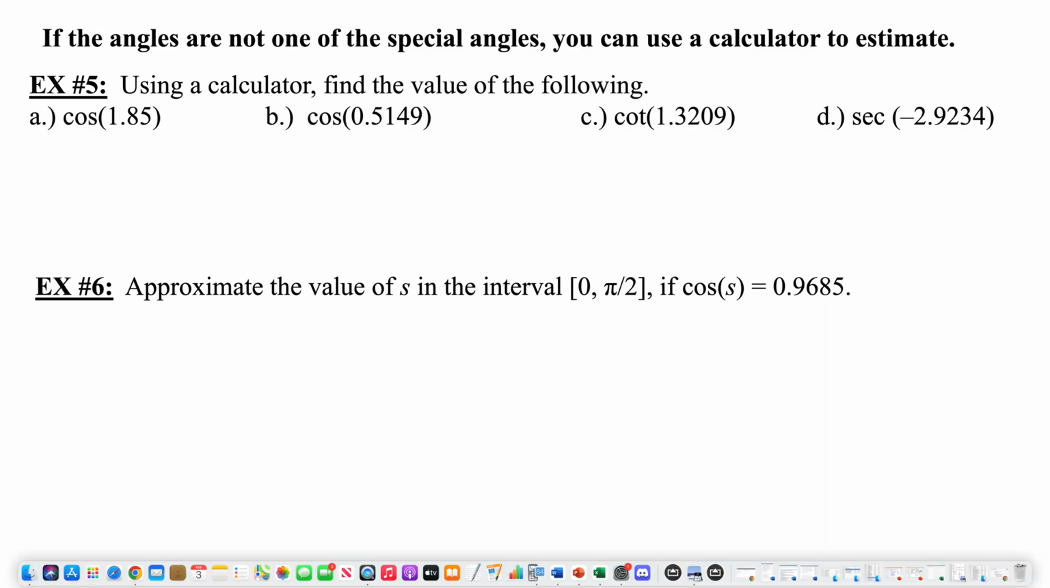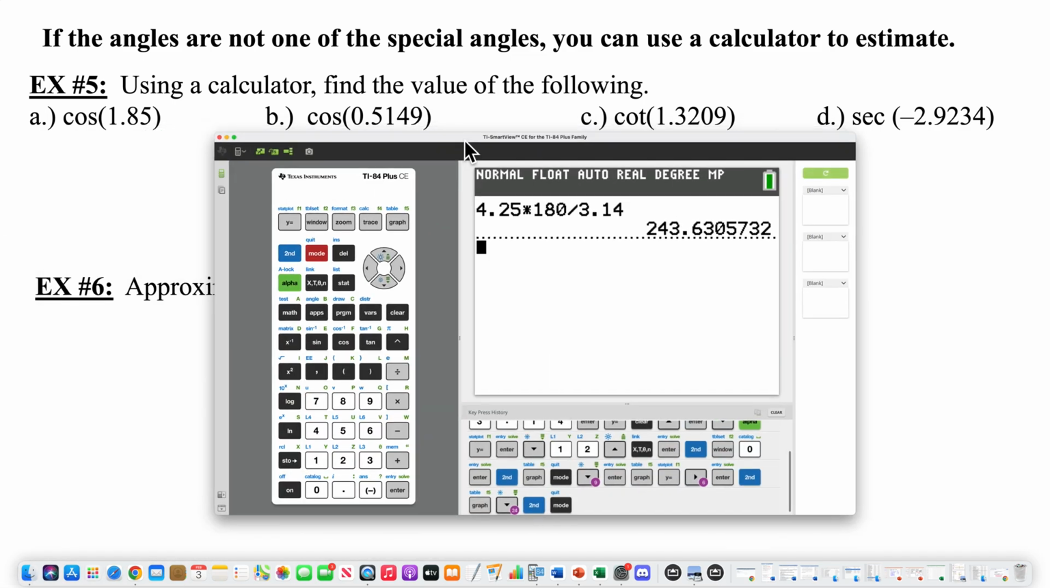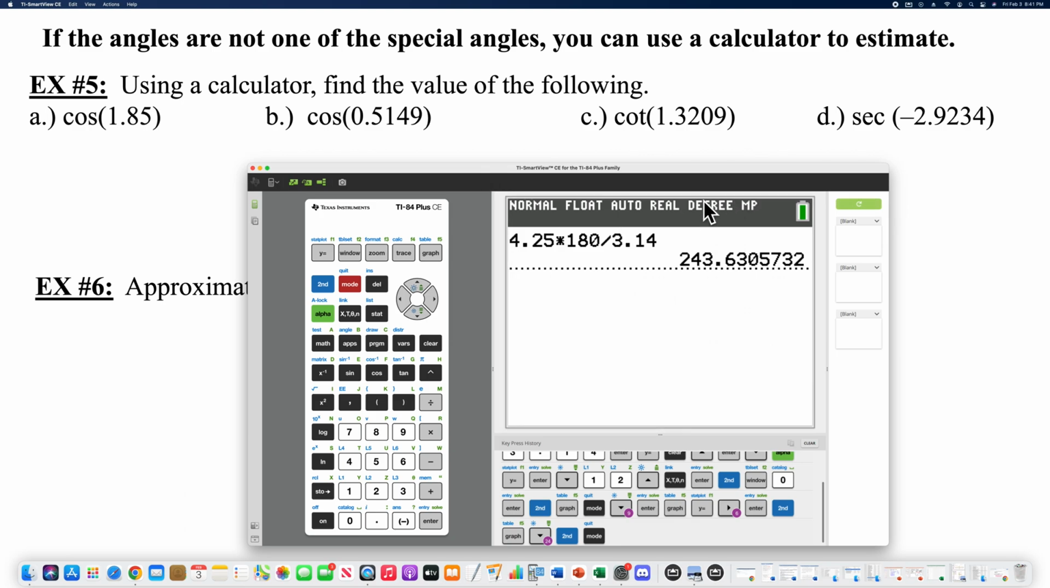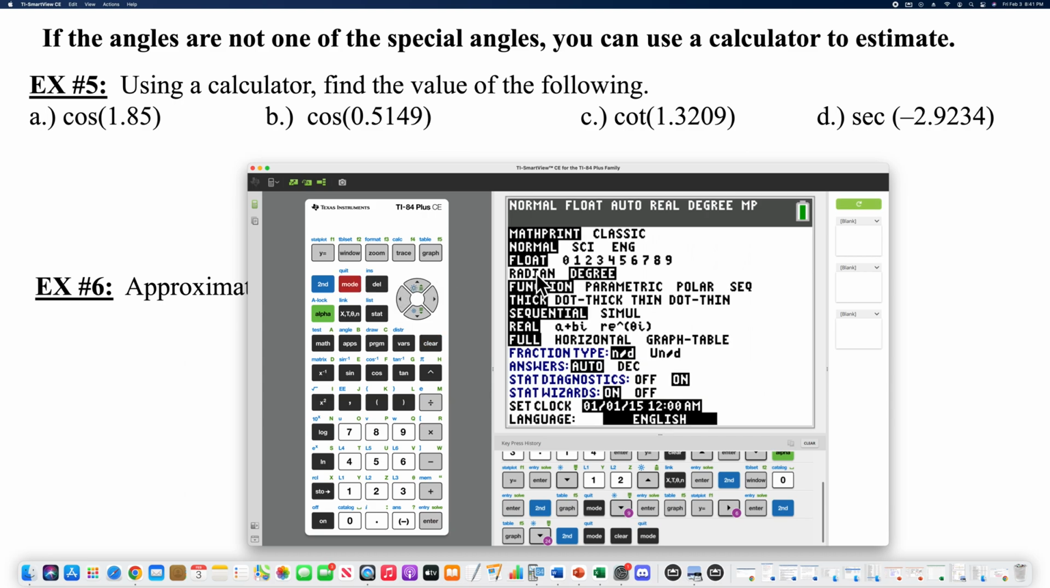All right, now we move to our calculators. So if we got to go find our calculator here to do some calculator work, what we're going to have to do is make sure your calculator is in the radian mode. If you notice on my calculator it says degree. So let's see, I'm going to clear that screen. We're going to have to go to mode, highlight radian. All right, now we're ready to go.